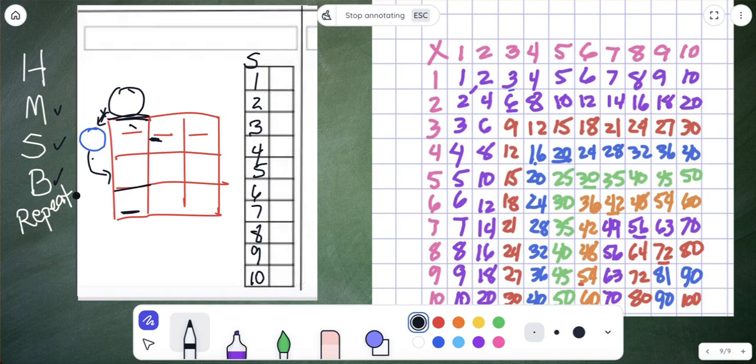And after that, it says repeat. We're going to go back again and ask the same question. How many sets of this number can fit inside this number? Again, using these columns right here. And let's find out how many sets you can make. And once you find out, you write your answer here.